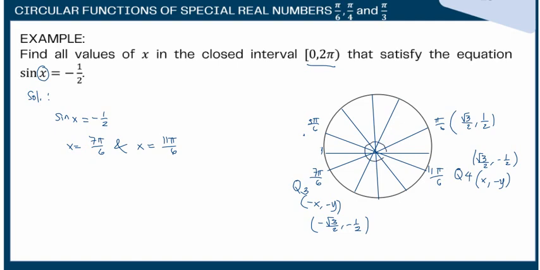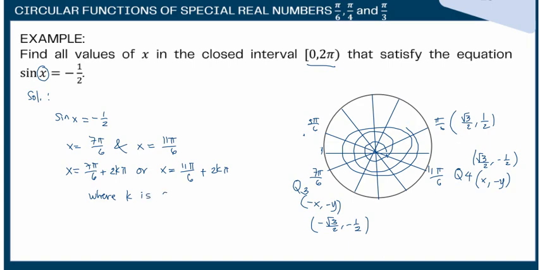But that would be if the closed interval is 0 to 2 pi, meaning only one rotation. But what if it is an open interval, meaning it would rotate so many times in our 2D system? What you're going to do is add this expression to your answer. So basically, that would be x is equal to 7 pi over 6 plus 2k pi, or x is equal to 11 pi over 6 plus 2k pi, where k is an integer.